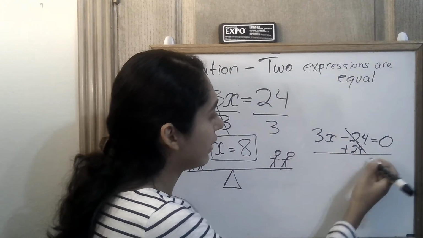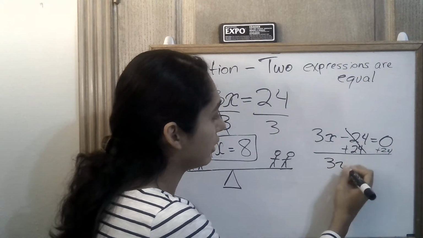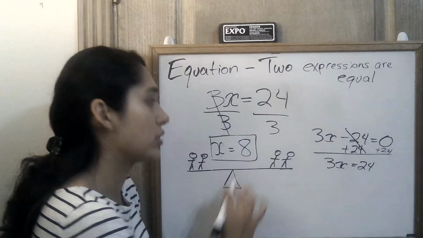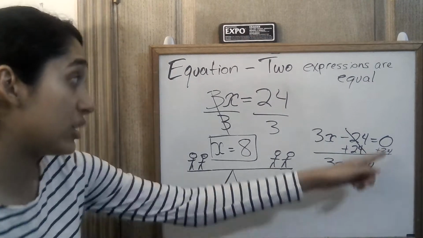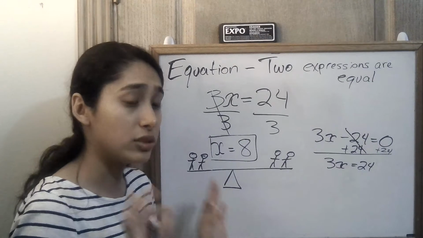So right here we'd have to add the 24 on both sides. So we'd end up with 3x is equal to 24, which is what we get over here. And then we would continue doing this process to isolate the x. So do be very careful when it's equal to 0. Don't go ahead dividing by 3. This is where PEMDAS is very important.